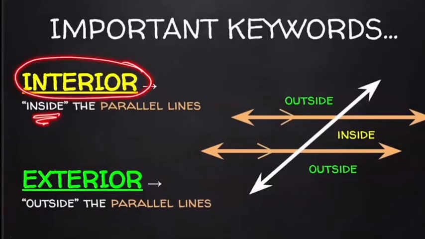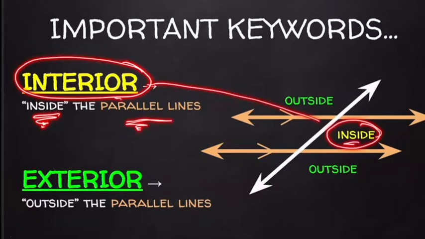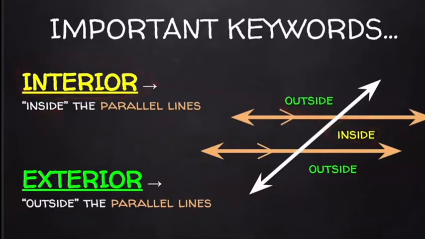Interior means inside, and that means inside or in between the parallel lines, as you can see here. So yellow, yellow. Interior, inside, like in between the sandwich. Sandwiched between 2 parallel lines. Exterior is outside the parallel lines. Outside.